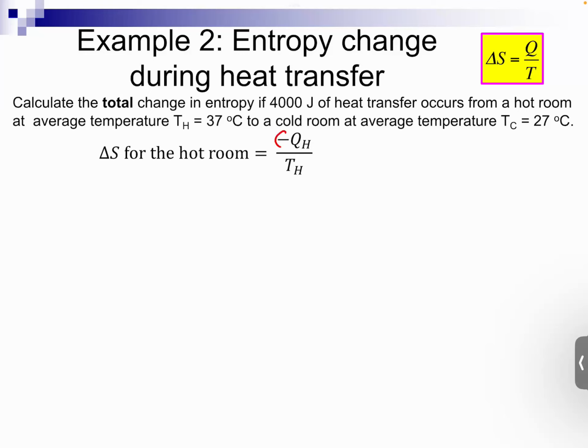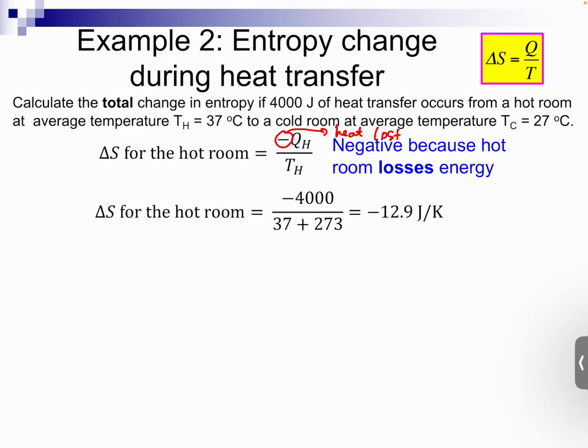And again, this negative here means heat is lost. The problem tells you that 4,000 joules of heat is lost, so carry over that negative. Temperature again needs to be in Kelvin, and you end up with negative 12.9 joules per Kelvin. Again, you have a negative because heat is lost from the hot room.